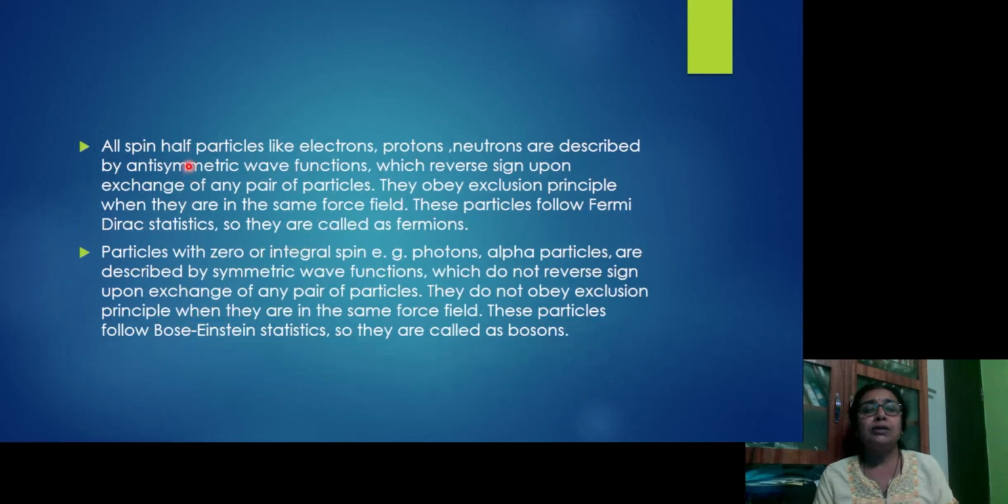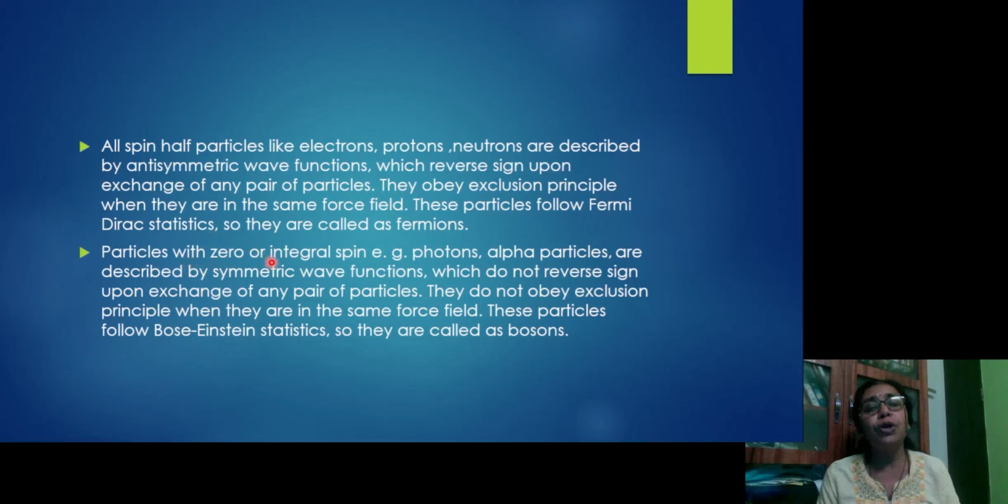All the spin half particles like electrons, protons, neutrons, are described by these antisymmetric wave functions, which reverse sign upon exchange of any pair of particles. They obey the exclusion principle when they are in the same force field, and they follow Fermi-Dirac statistics. So they are called fermions. Electrons, protons, neutrons, all these elementary particles are called fermions.